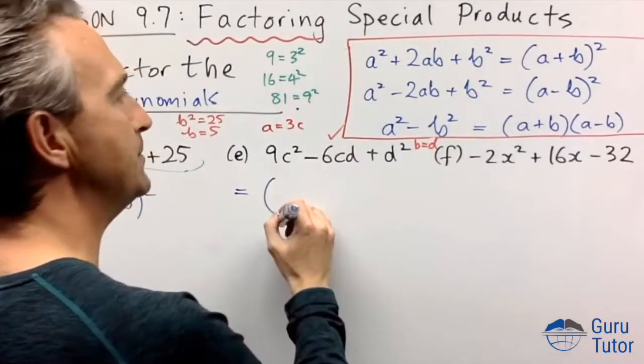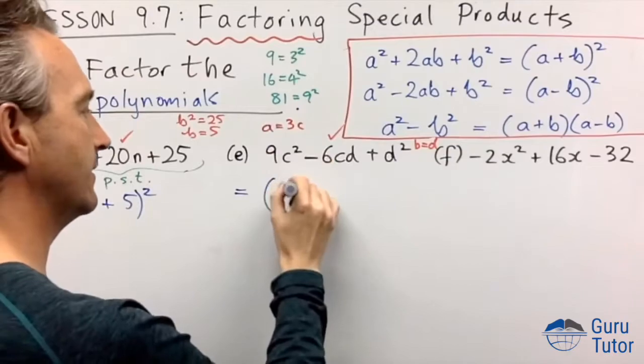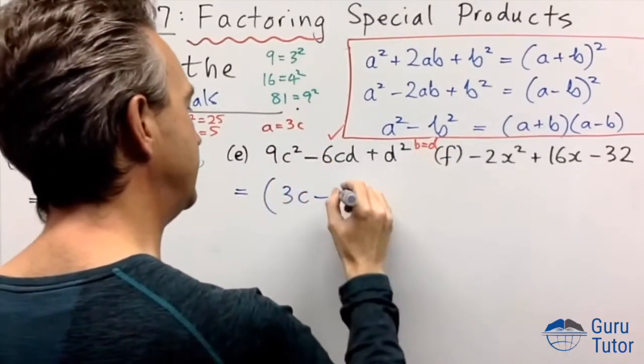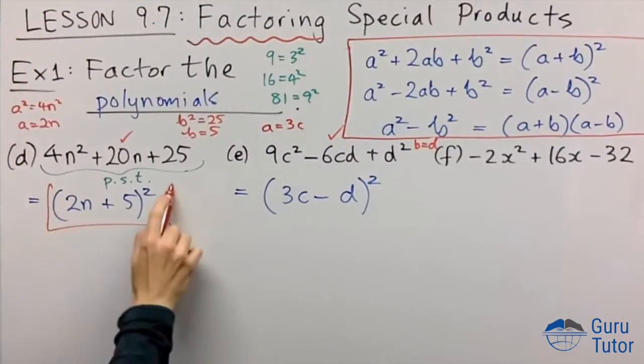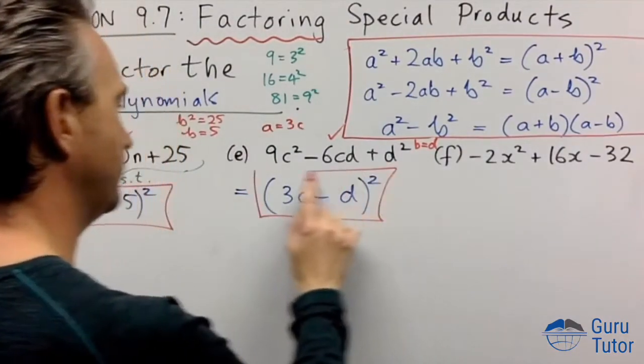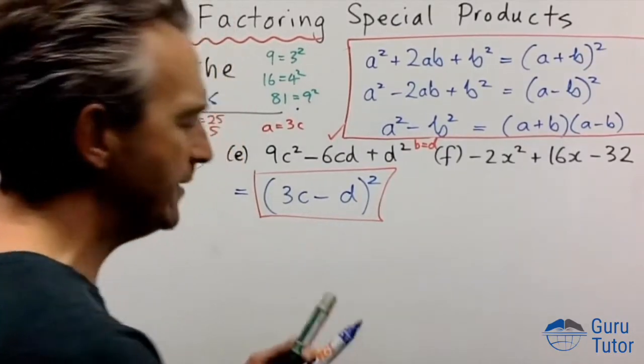So it's going to be a minus b all squared. By the way, I'll just box my answers here. That's simple. F is a little tricky though.